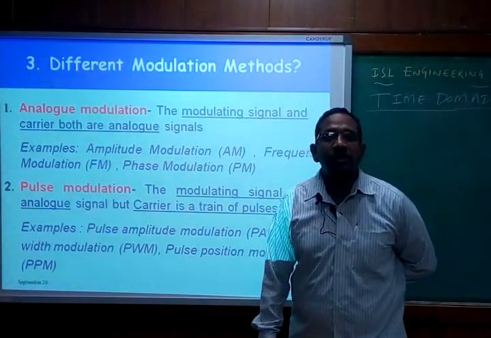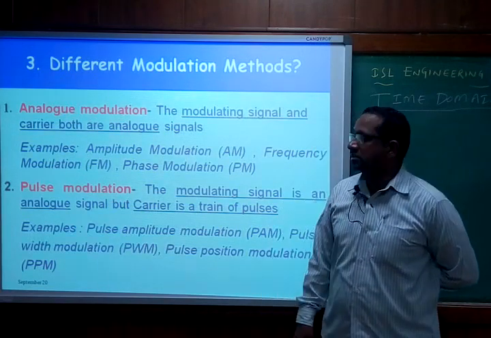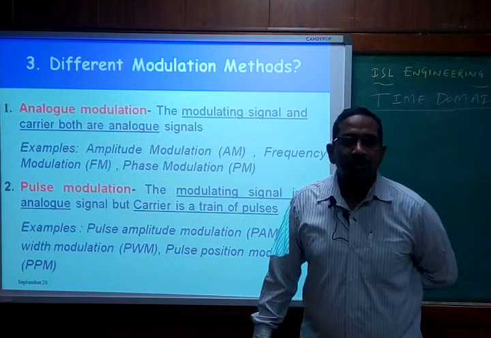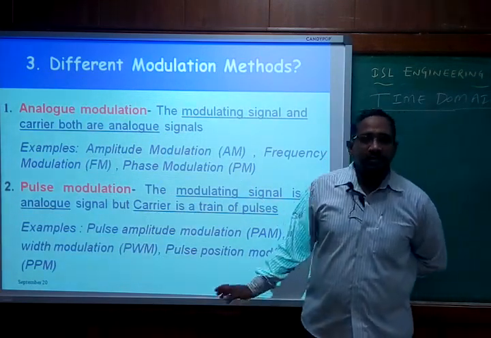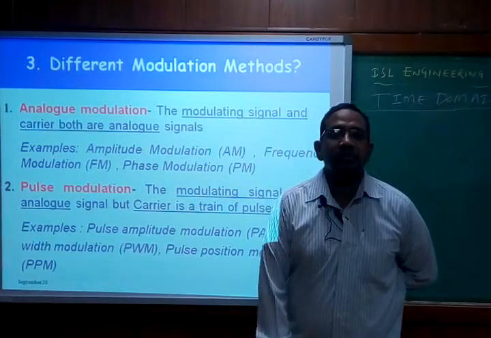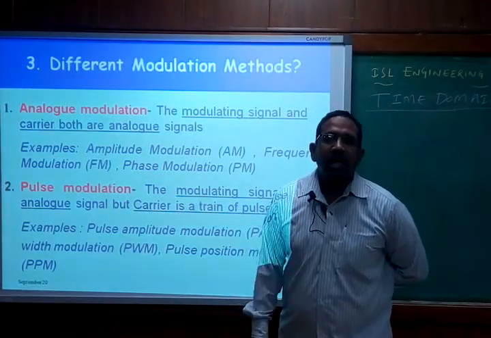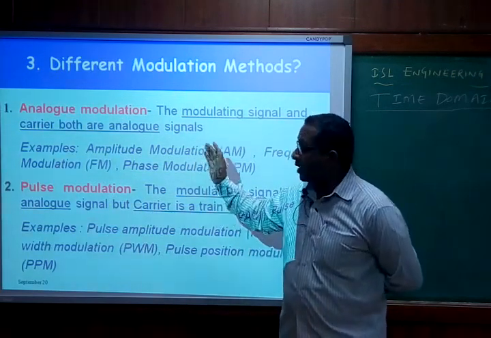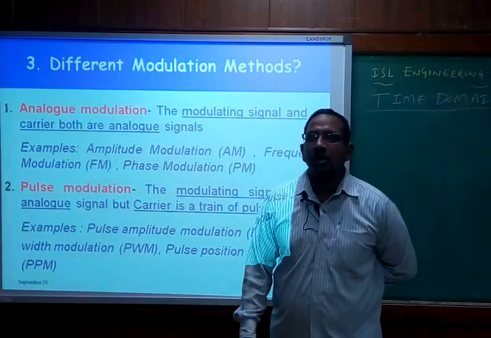We have different types of modulations. One is analog modulation, another one is digital modulation. As far as analog modulation is concerned, we have AM, FM and PM techniques, and after that we have pulse modulation. Pulse modulation contains PAM, PWM and PPM. So in both of these, analog modulation and pulse modulation, what is the carrier? The carrier is analog in nature.